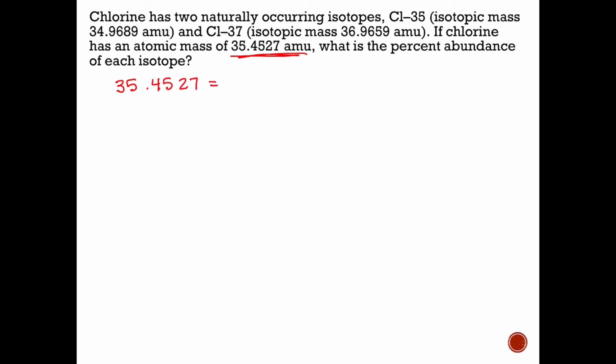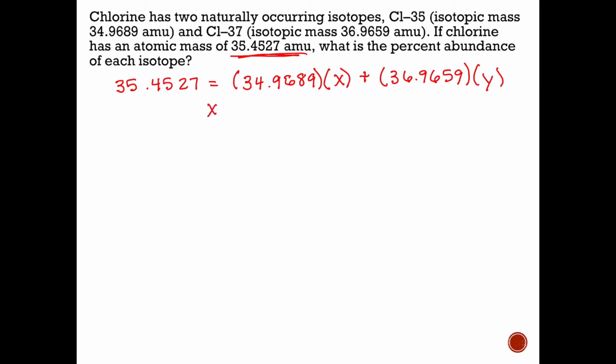35.4527 is equal to, we have the mass of chlorine 35, 34.9689, sorry about that. And so that would be, let's say that one's X, okay? And we have the mass of chlorine 37, 36.9659, and we'll call that Y, just because I told you we're going to solve a system of equations, right? So we don't know anything about X, we don't know anything about Y, except if you think about what I told you on that last problem, we know that X and Y, those percents, should add up to 100, right?